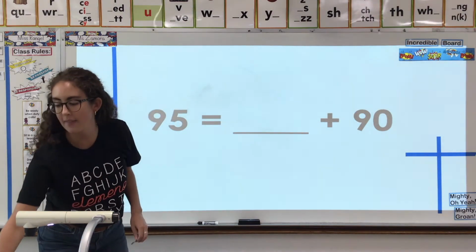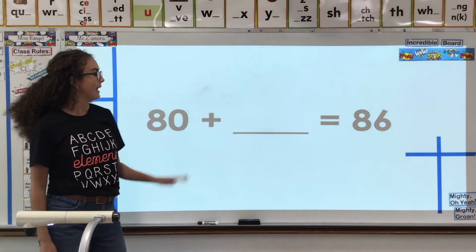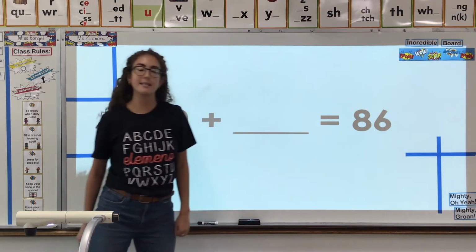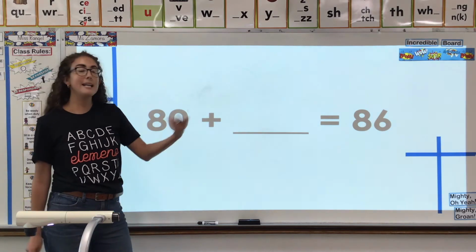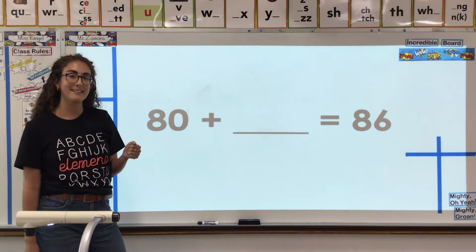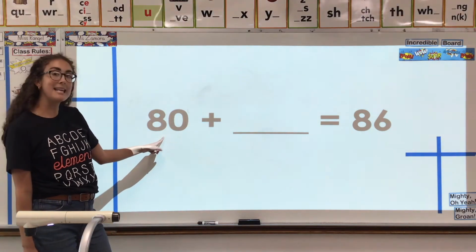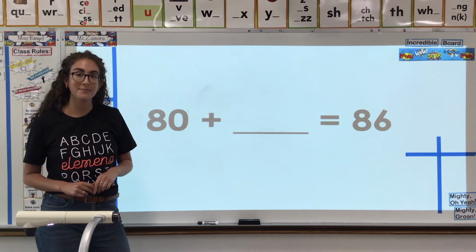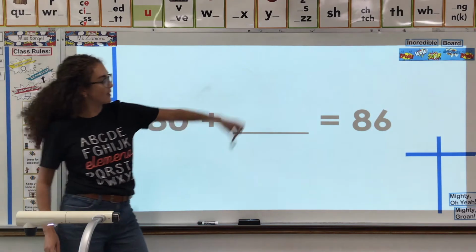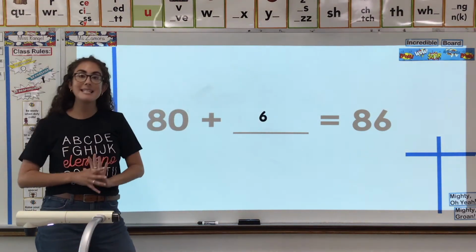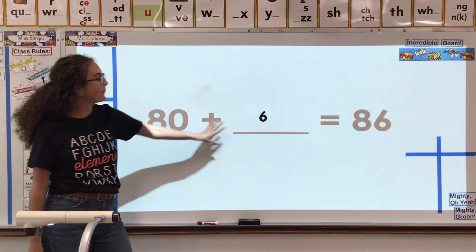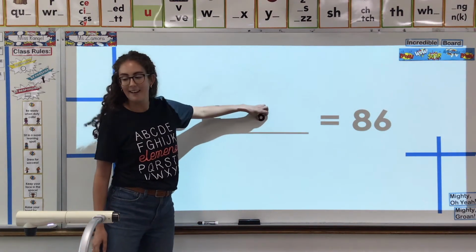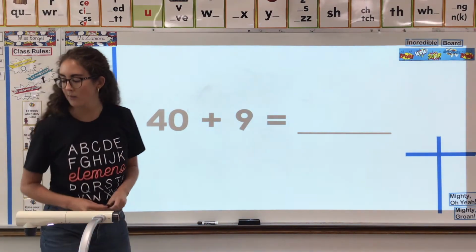This next one. 80 plus blank equals 86. What is missing? We have our 8 tens. So what do we need? We need our ones. We need our good old 6. So 80 plus 6 equals 86. Awesome. Keep going. What is this?